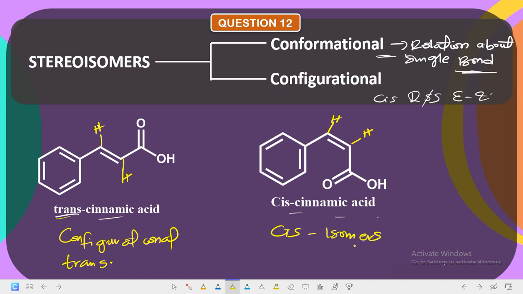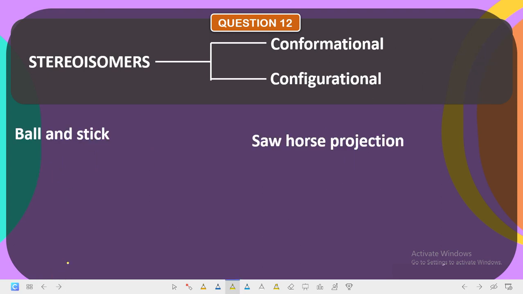Now we are going to discuss all these in detail, just like a brief of what we are expected to know in this lecture. Now let's go to conformational isomer. I said conformation talks about the arrangement around a single bond, or it arises due to the rotation about a single bond. Now they are arranged in different projections or in different ways.